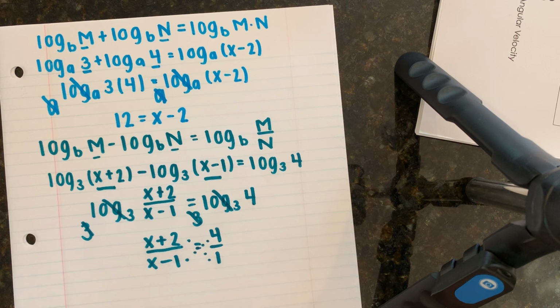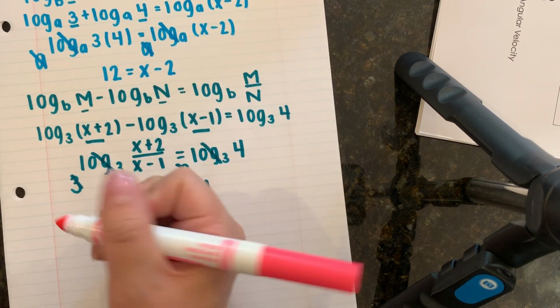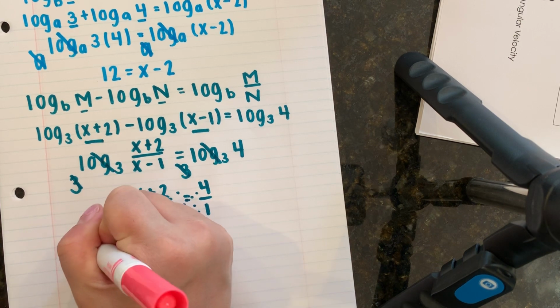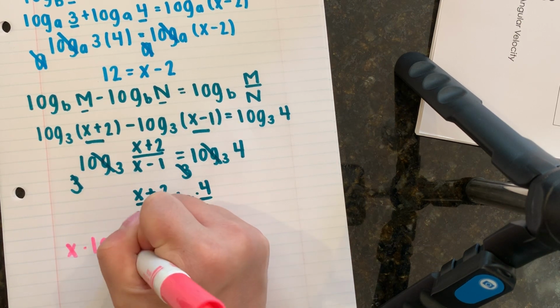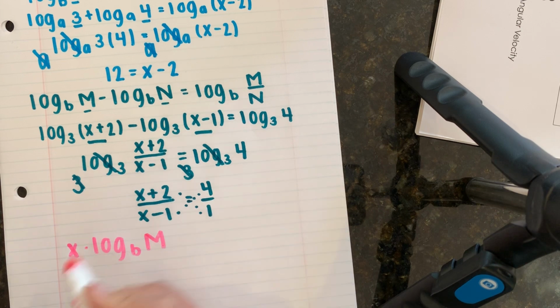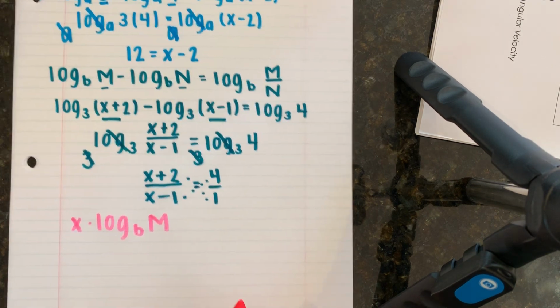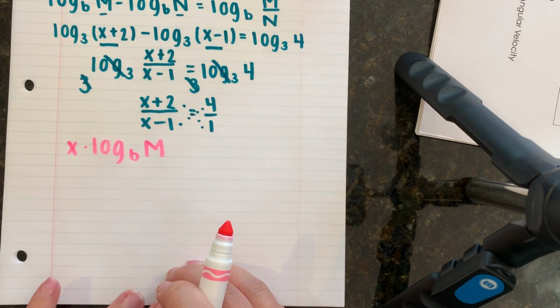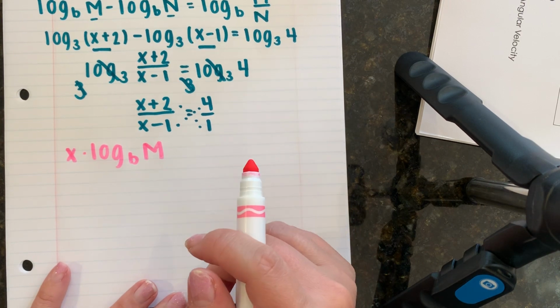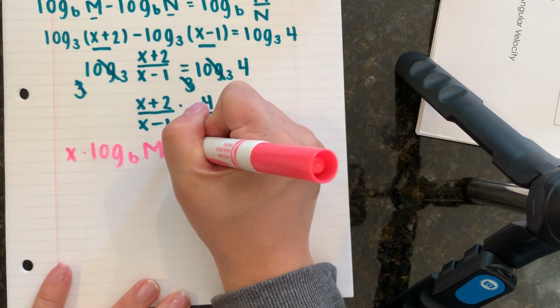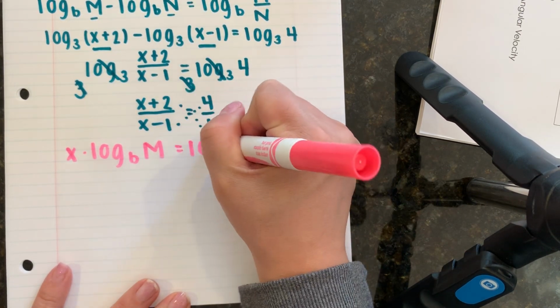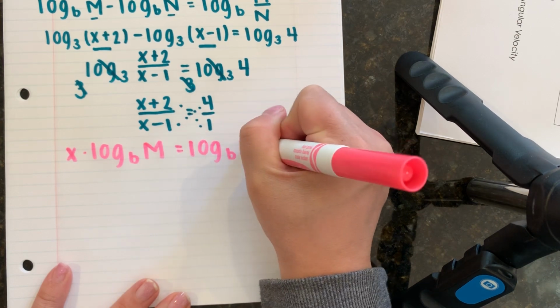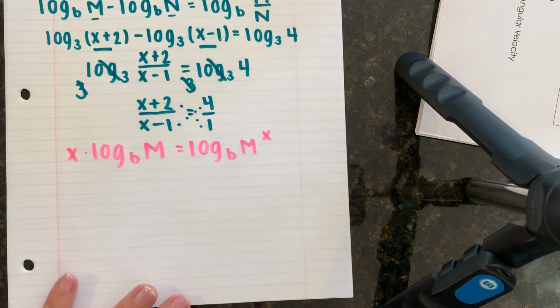Now, our next one is going to be when there's a number outside your logarithm. So that would be x times log base b of m. Now, what do I do with this number that's on the outside of my logarithm? Well, it becomes the exponent of the number. So that means this would be equivalent to log base b of m to the power of x.